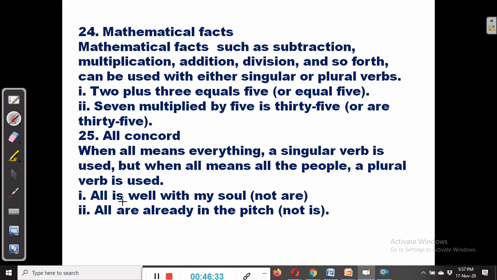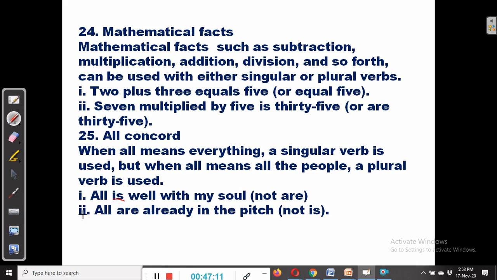Example I, all is well with my soul. Now, because all here means everything, and everything, of course, as we earlier saw in a previous rule, it has to do with an indefinite pronoun which naturally takes a singular verb. So all here, because it refers to everything, automatically takes a singular verb. So it is wrong to say all are well with my soul. The correct thing is to say all is well with my soul.